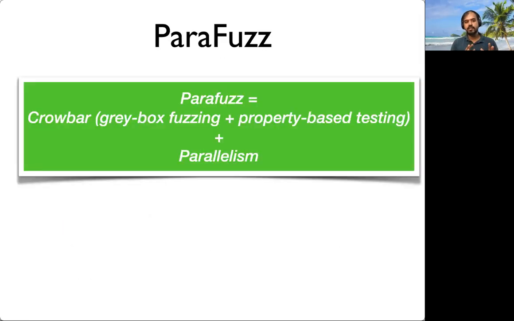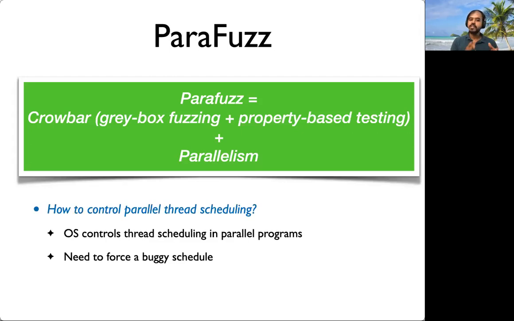Parafuzz is a combination of Crowbar, which itself is a combination of gray box fuzzing plus property-based testing, applied to parallel programs, right? And what is our particular challenge here? Our challenge is to control parallel thread scheduling. So when you run a typical parallel program, the operating system controls the thread scheduling.